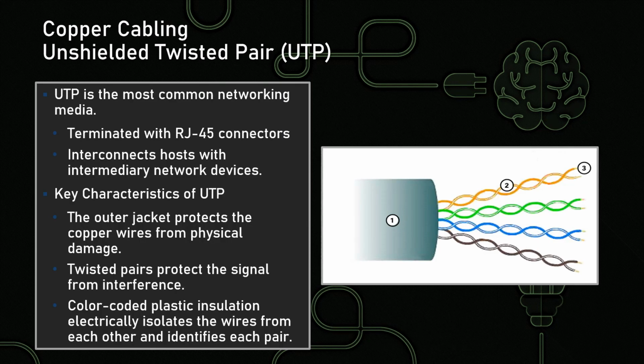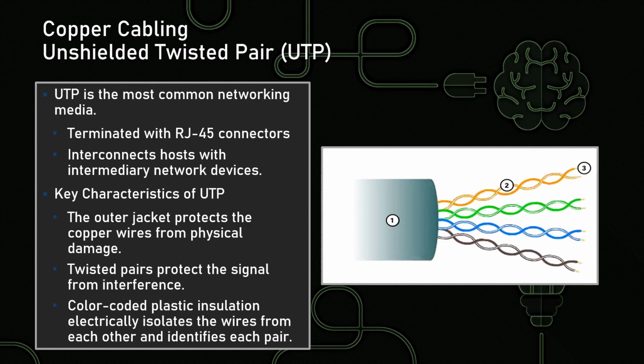So UTP is our most common networking media. It's terminated with what's called an RJ45 connector. RJ stands for registered jack, and it has 8 individual leads at the end. Now for standard network traffic, anything that's not gigabit, it only uses 4 of the 8 leads, but gigabit transmissions obviously require all 8.